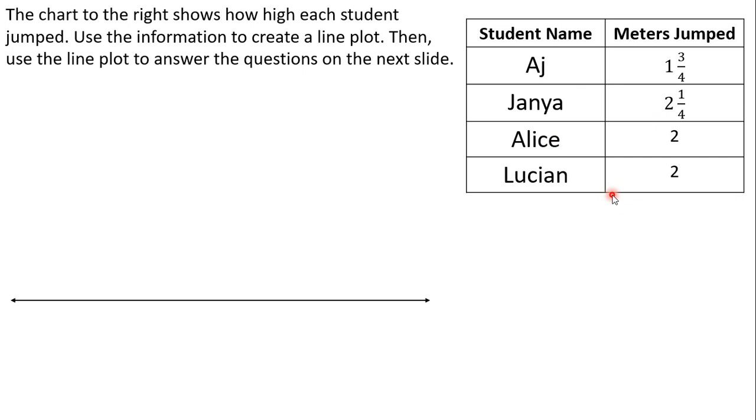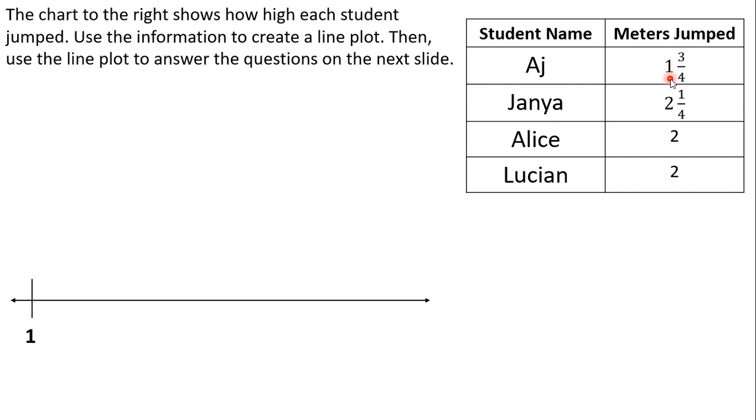First, what we're going to do is figure out what we're going to start our number line at. We do that by finding the smallest number in our chart, which would be 1 3/4. So we look at the whole number and see that the whole number is 1. That means our number line is going to start at 1.